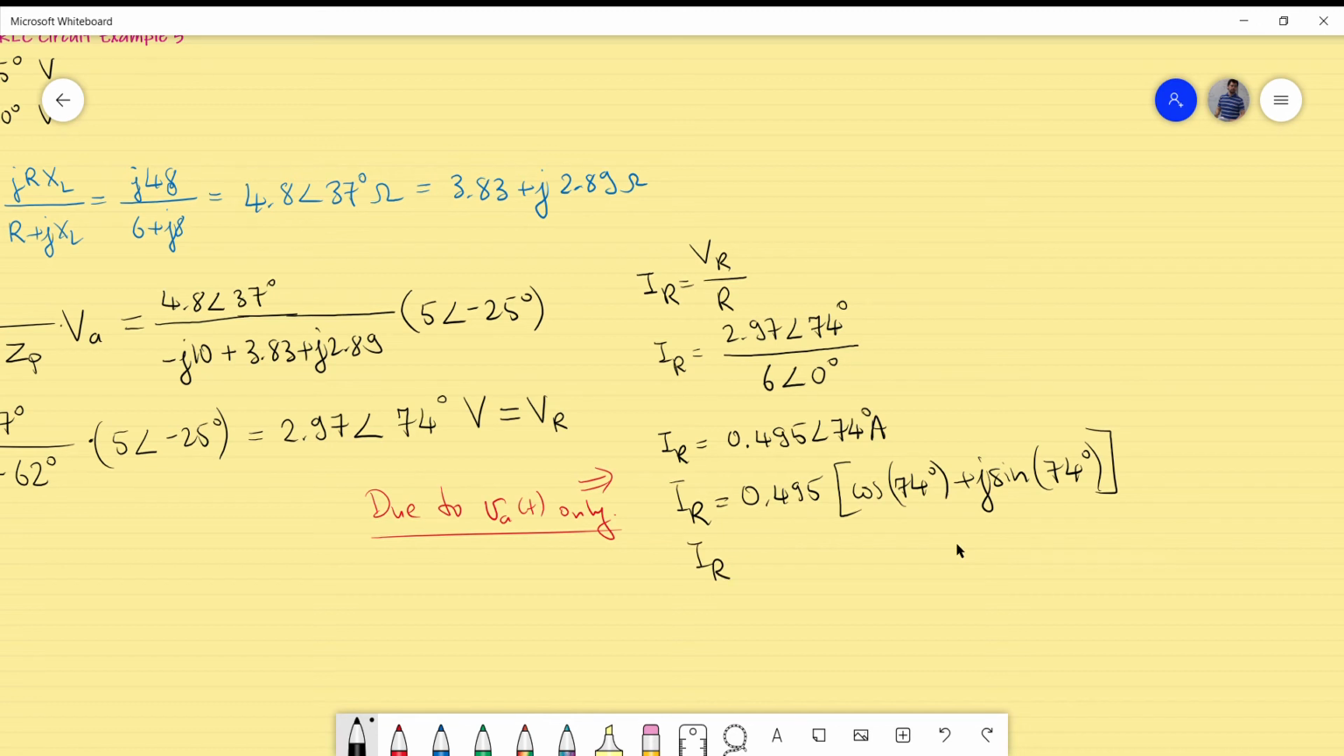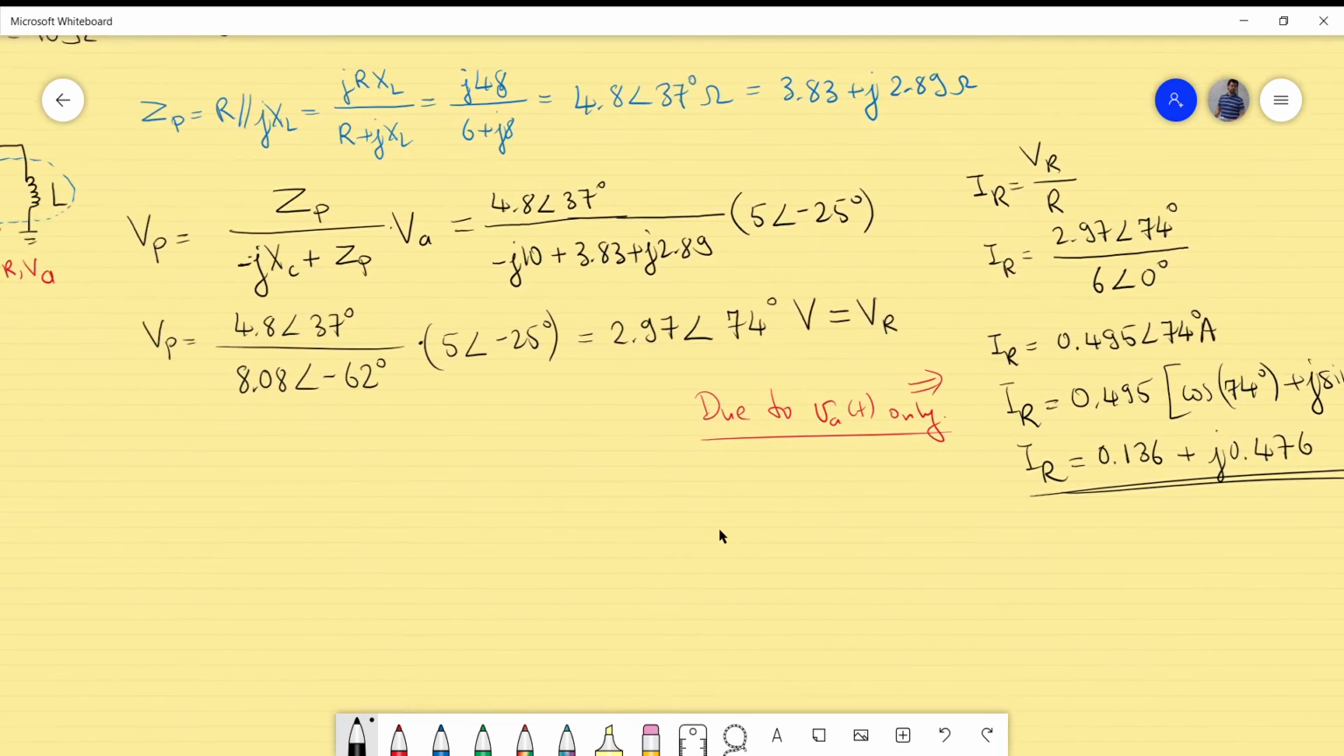If you now do the math here, you just calculate the cosine of 74 and then also the sine of the 74, so you will multiply that also with that 0.495. So for the first one, this will be 0.136, and then plus the other one will be again the same, but then you use the sine, it will be j0.476. And again, this is just in amperes, so we actually have the representation both in polar and rectangular form. So I will use this in the final result.